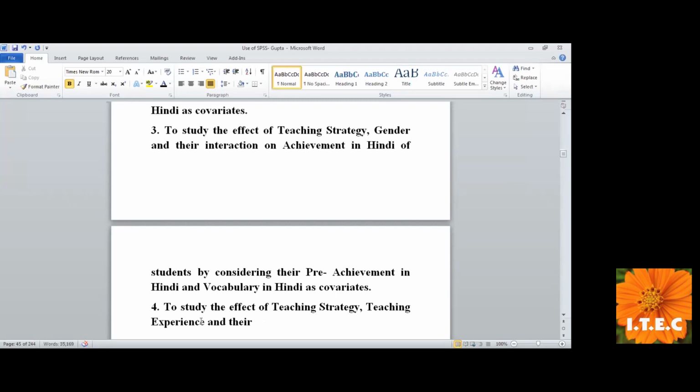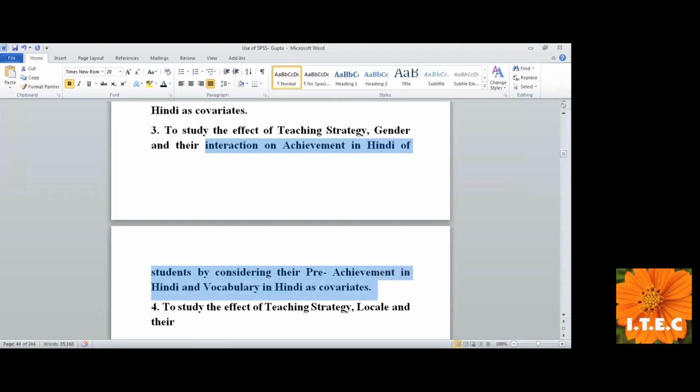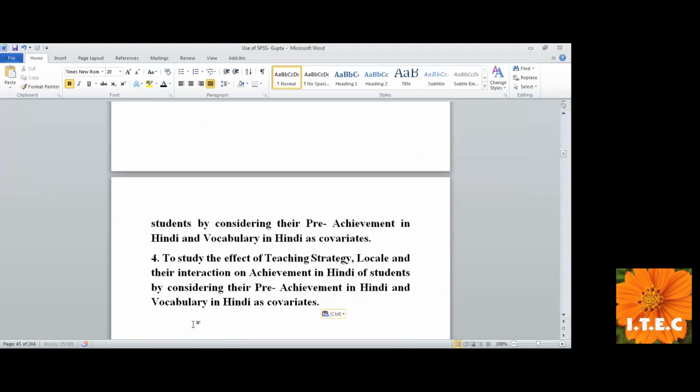Or let's not write teaching experience, I'll say teaching strategy, locale and their interaction on achievement in Hindi of students by considering their pre-achievement in Hindi and vocabulary in Hindi as covariates. So like this I can write.